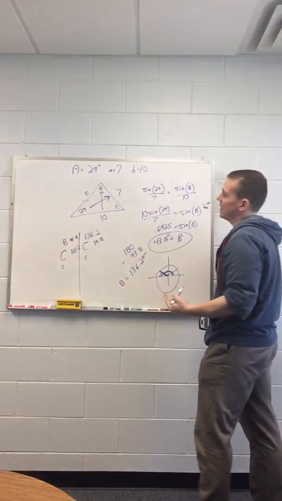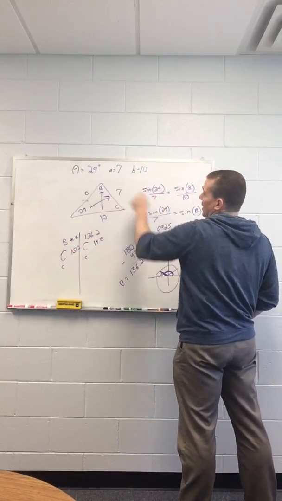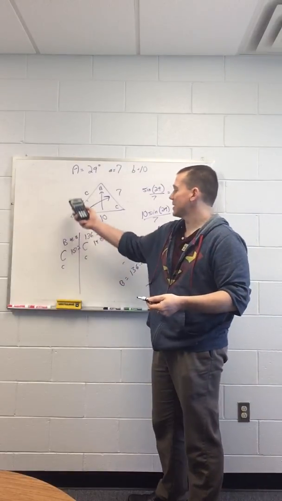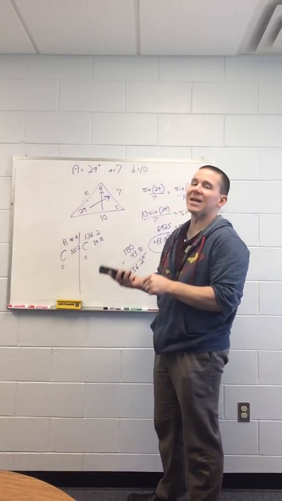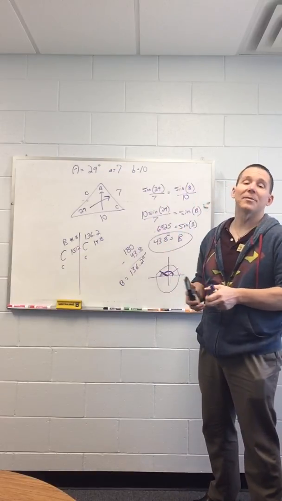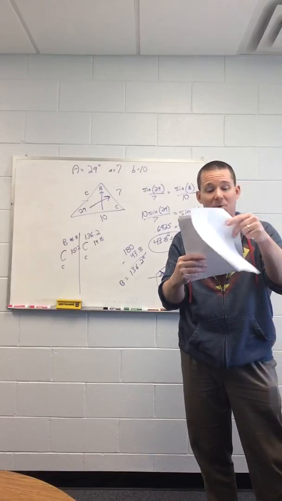Now to find side C, well, we do the law of sines just like we did to find B. We do the law of sines to find side C. We just have to do it twice. Once with this triangle, once with that triangle. I'm not going to do that again just to save time. All of you know how the law of sines works. Okay, next up, let's see. What should we go over?